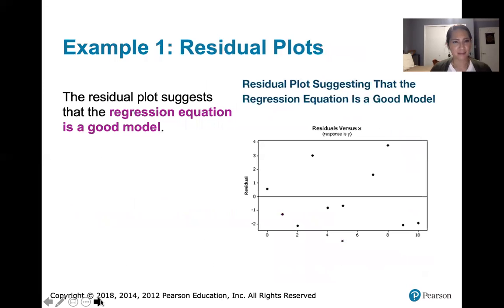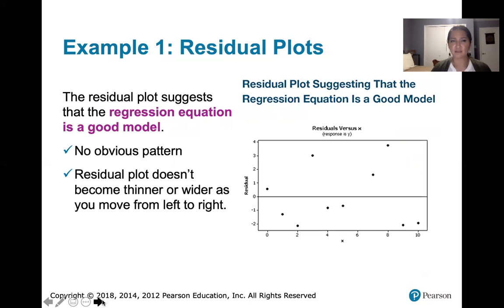Okay, so here are 3 examples. We've got a residual plot. This turns out to suggest that the regression equation is a good model. We can see why: there's no obvious pattern to these residuals. And also the residual plot doesn't become wider or thinner as you move from left to right. The residuals seem to be sort of randomly distributed. We've got a small positive residual here, slightly larger negative residual, a large negative residual, a much larger positive residual. It seems random, and that's a good thing. That means the regression equation is probably a good model.